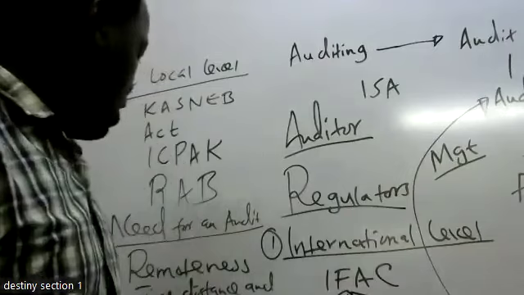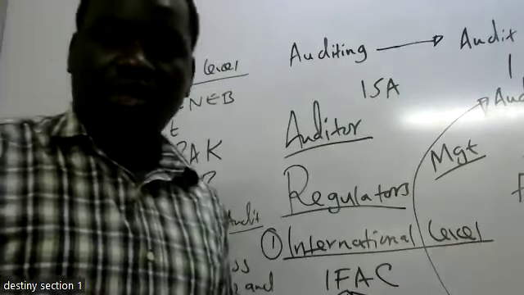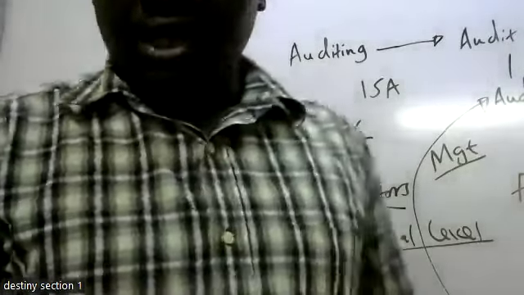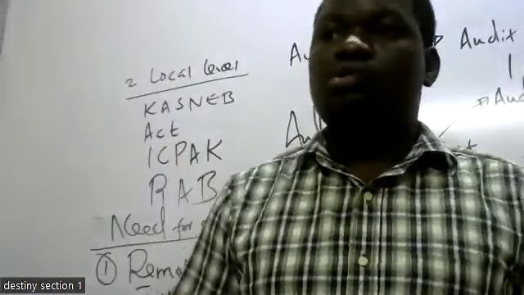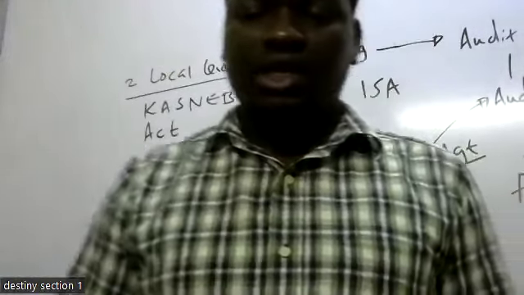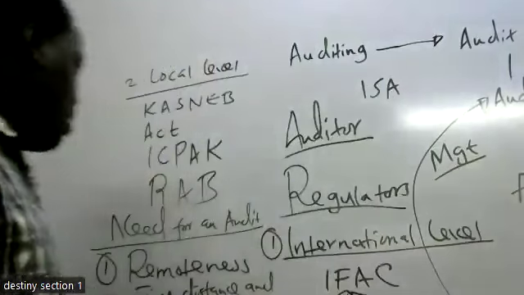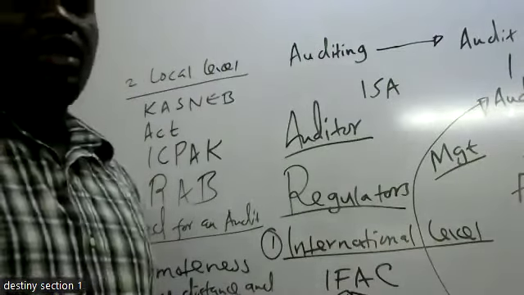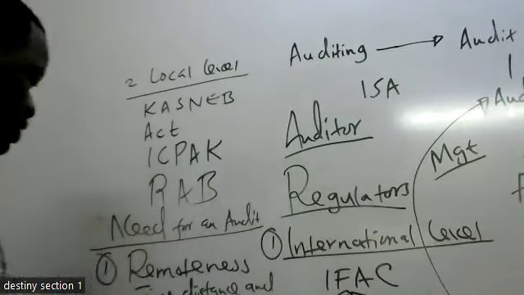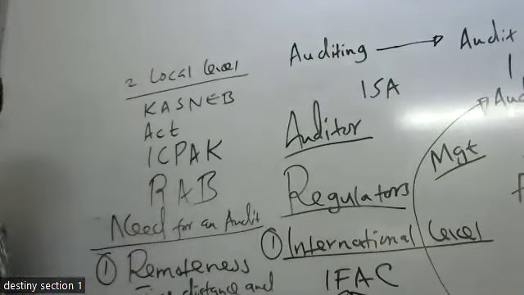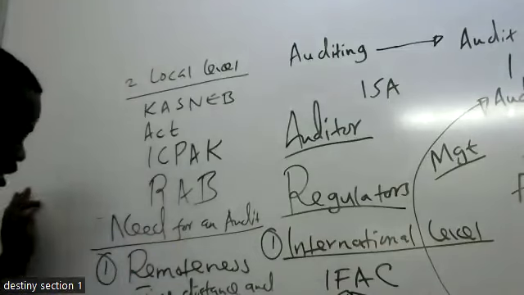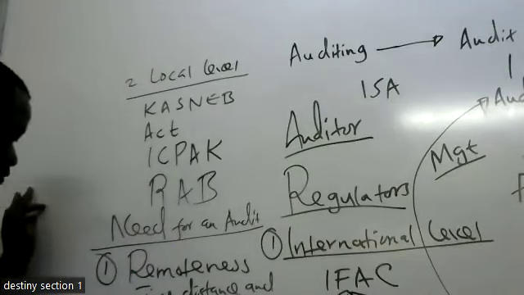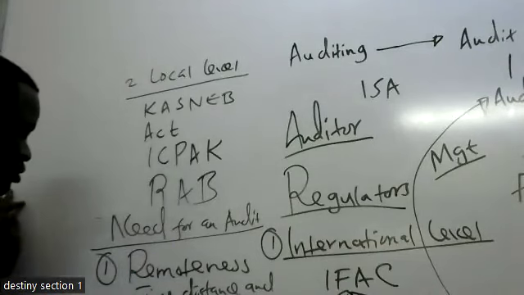The other one is the element of expertise. These owners are not experts. For that case, it is someone who is knowledgeable when it comes to the financial reporting matters. That's number one reason why audit is very important. Why we need an audit? Because of the remoteness aspect determined by time, distance, and expertise. Another, number two, is what we call consequences.